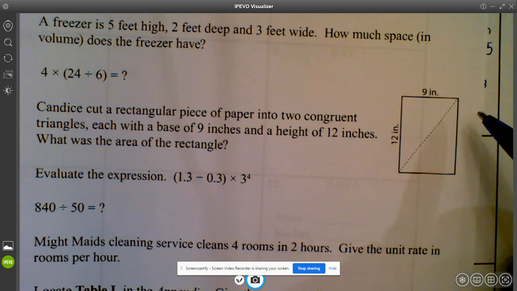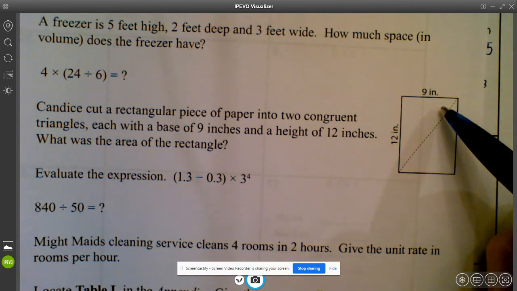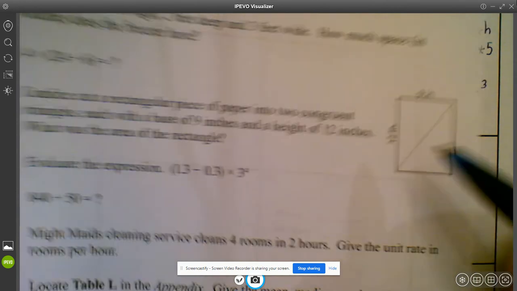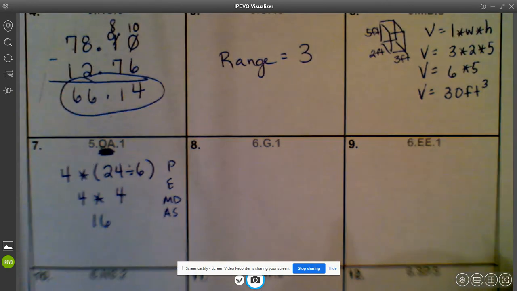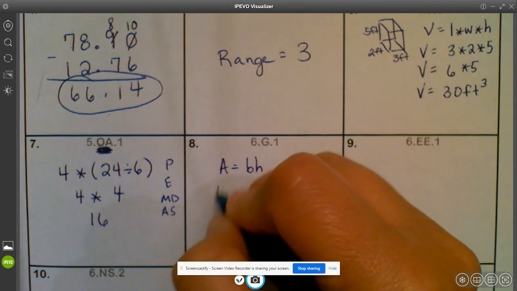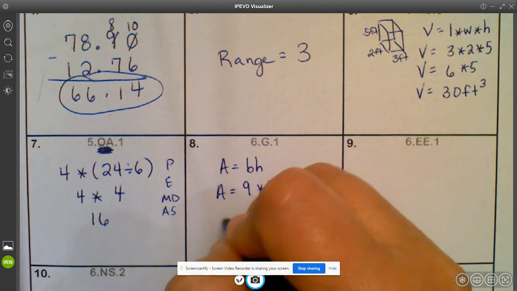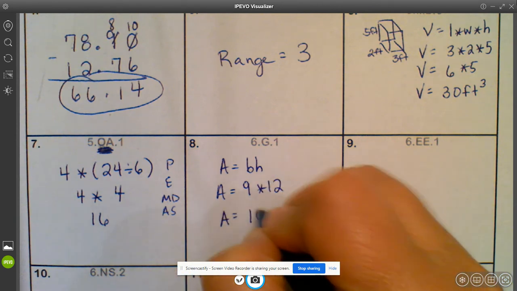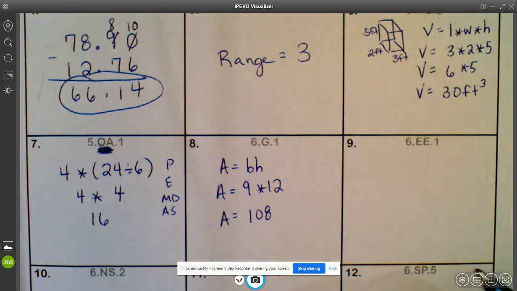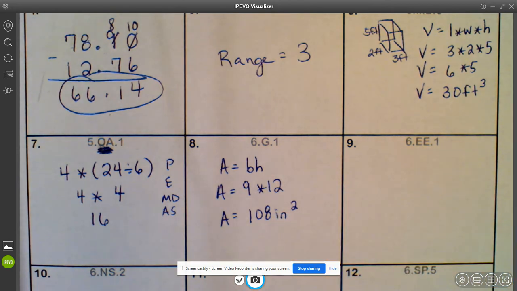So to find the area of a rectangle, we just have to take the base times the height. And the base is 9 and the height is 12. So you would just need to multiply: area equals base times height. Area equals 9 times 12. And 9 times 12 is 108. And our unit of measurement is inches squared. Squared inches because it's area, not volume.